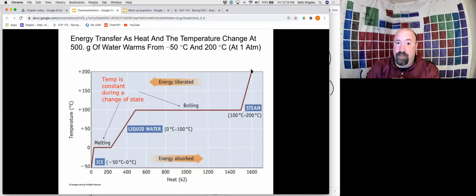Neither one would be pleasant, but the steam at 100 degrees C is going to be a lot worse. It has a lot more heat. There's a lot more energy there. And so that's just another thing to think about when we're differentiating between temperature and heat. Two different things can be the identical temperature, but one of them will have a lot more heat, a lot more energy involved.